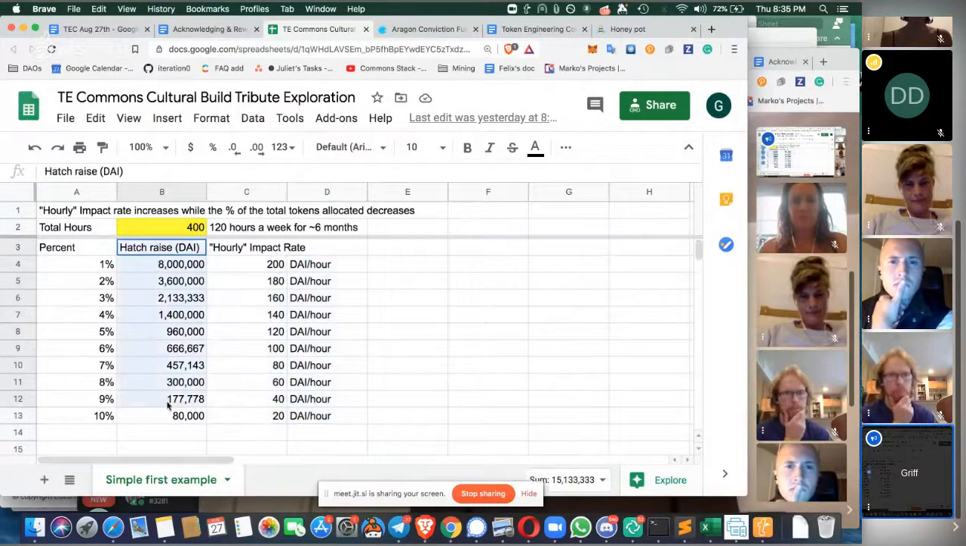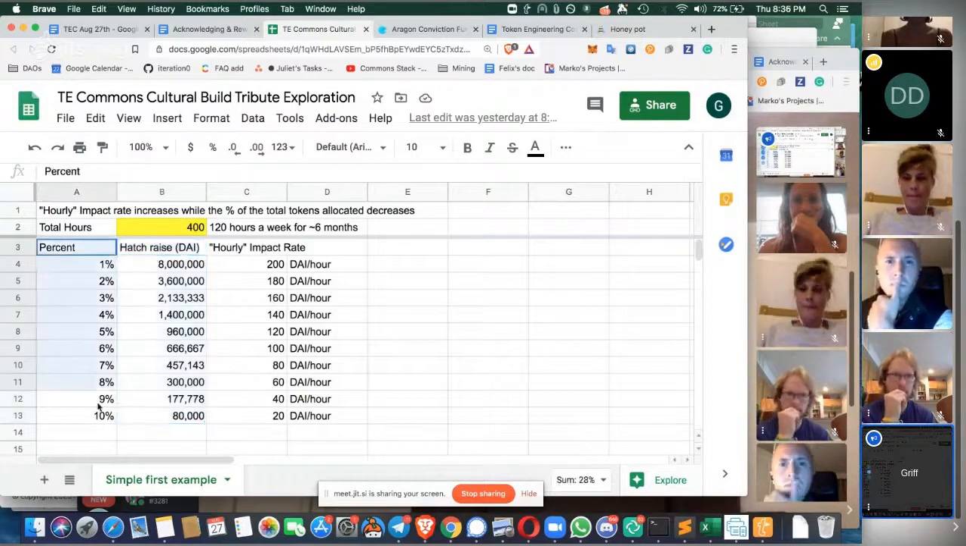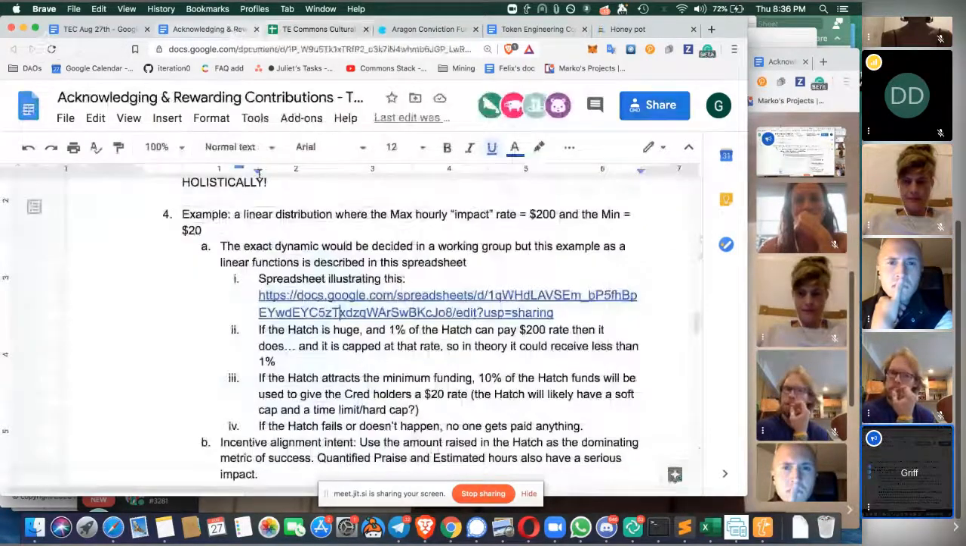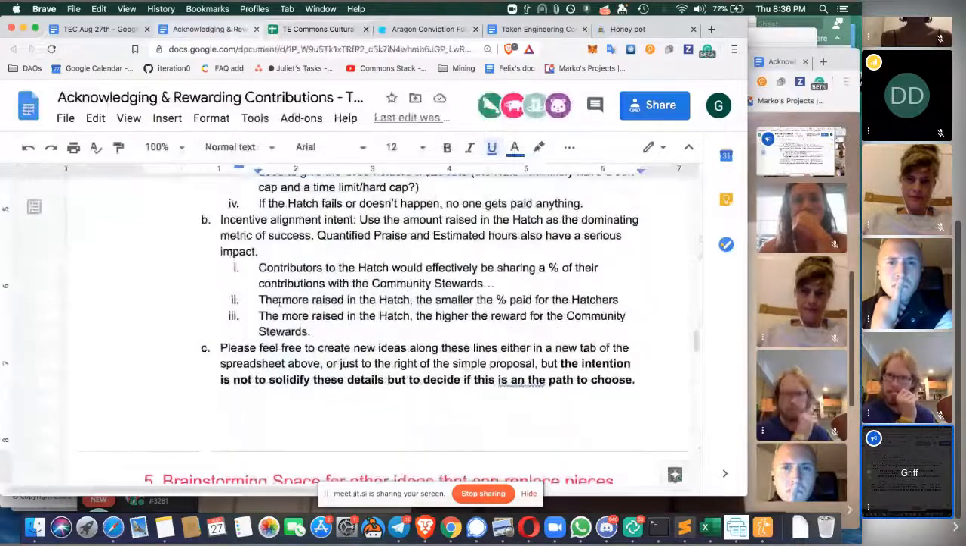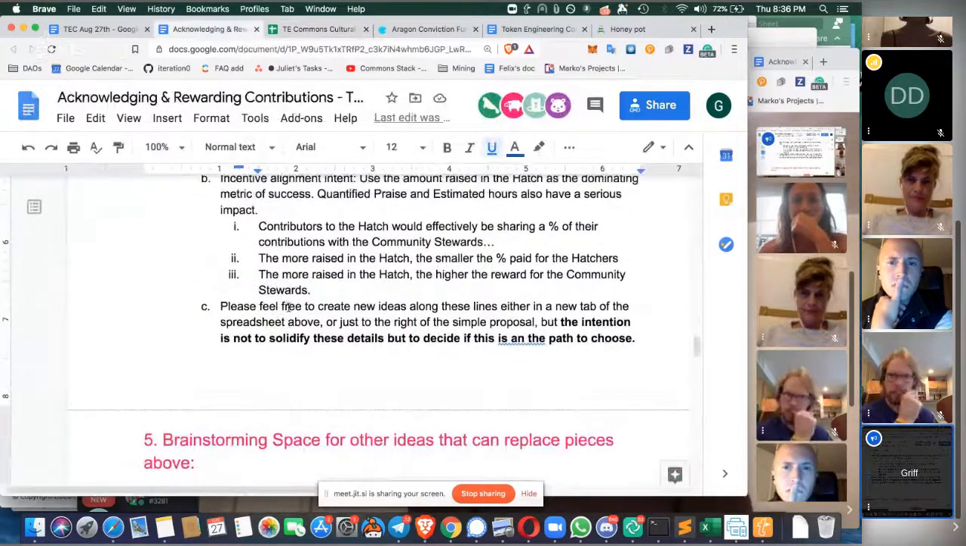So that the hatch raise, the amount of funds that we are able to collect from people who want to see the token engineering commons succeed, the more funds we raise here, the better it is for the people contributing, and the better it is for the people who put in work for the cultural build. So yeah, I'll stop talking. What do you guys think? Clarifying questions?